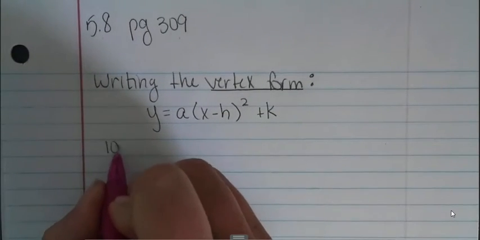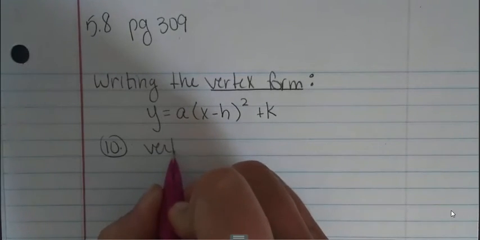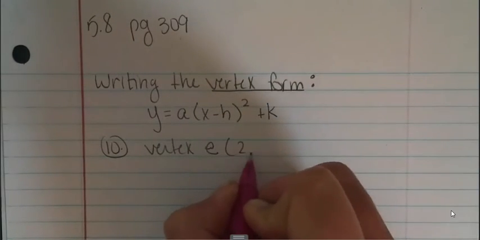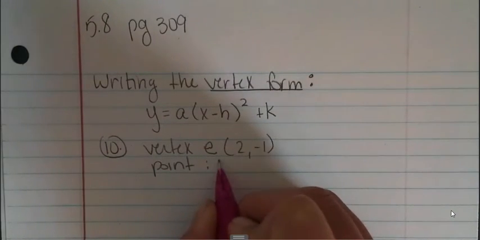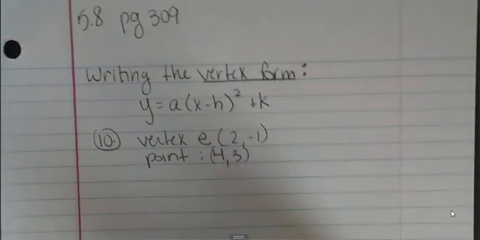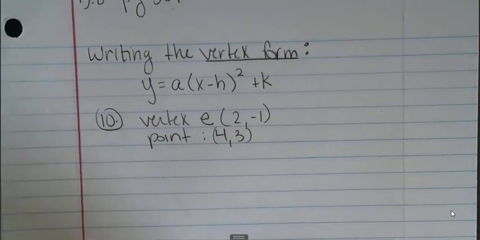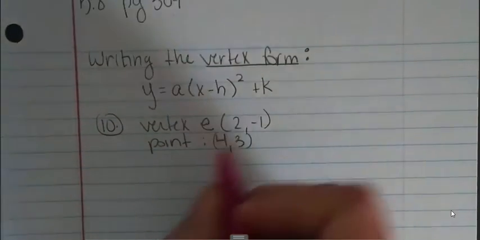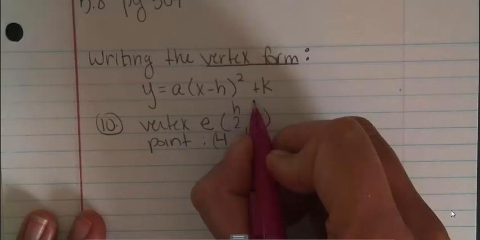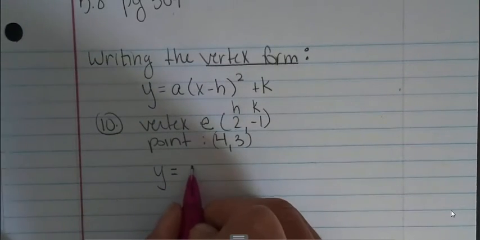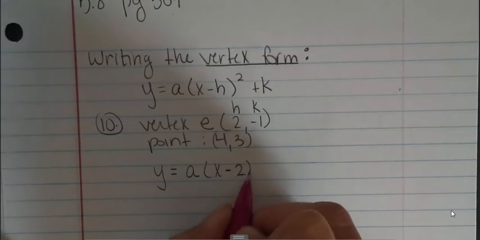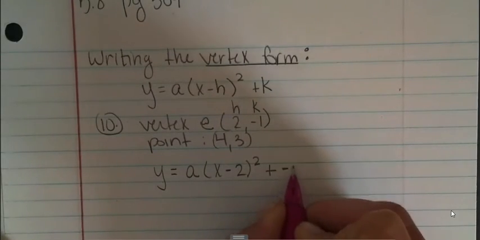And so I'm going to do number 10, which gives us our vertex at 2, -1. And then we also get a point at 4, 3. Okay, so I'm just going to take this information and plug it directly into what I have here. So starting with my vertex, this is basically h and k. So I'm just going to plug those in. So we get y equals a times x minus 2 squared plus -1.